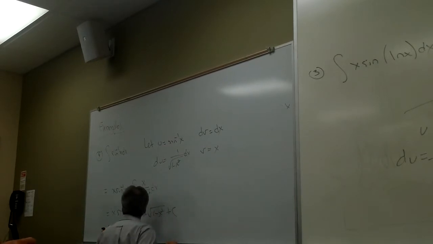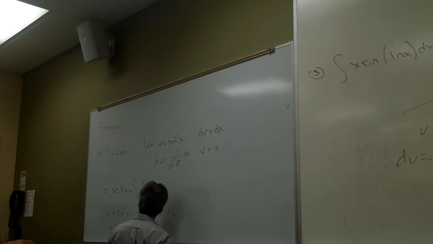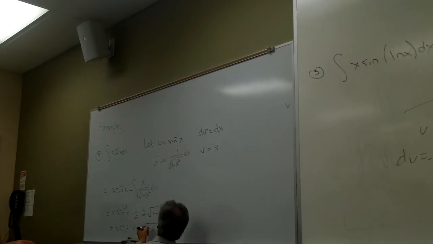Doesn't that just give me x inverse sine of x? Ooh, forgot my x, didn't I? Minus the radical 1 minus x squared plus c. What do you think?